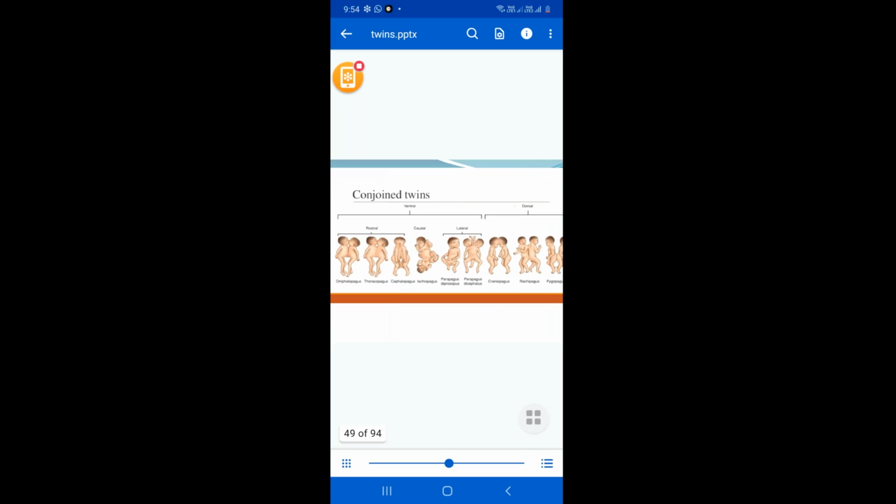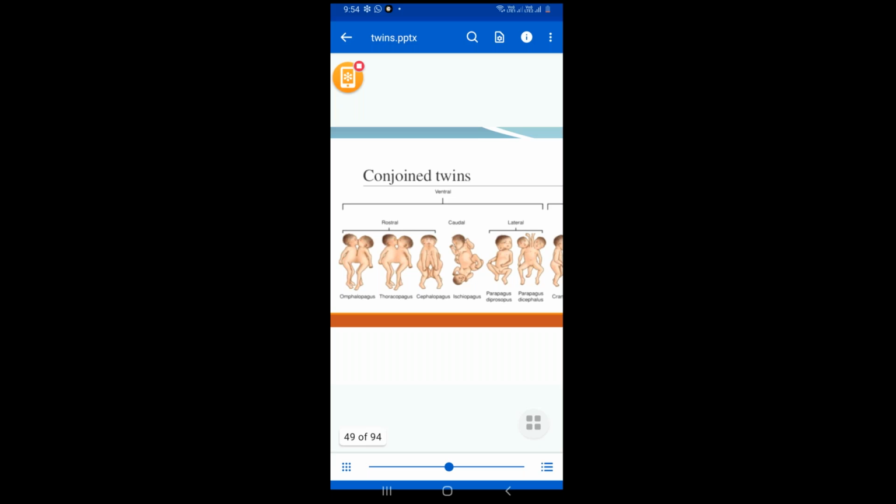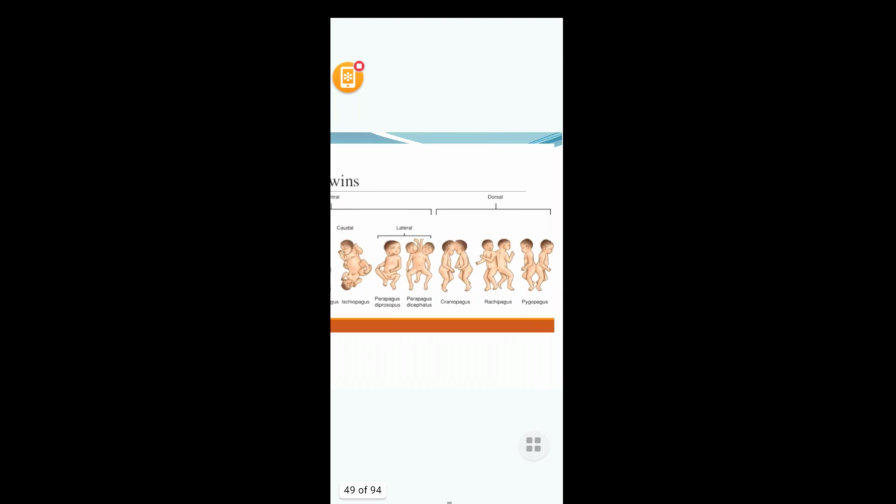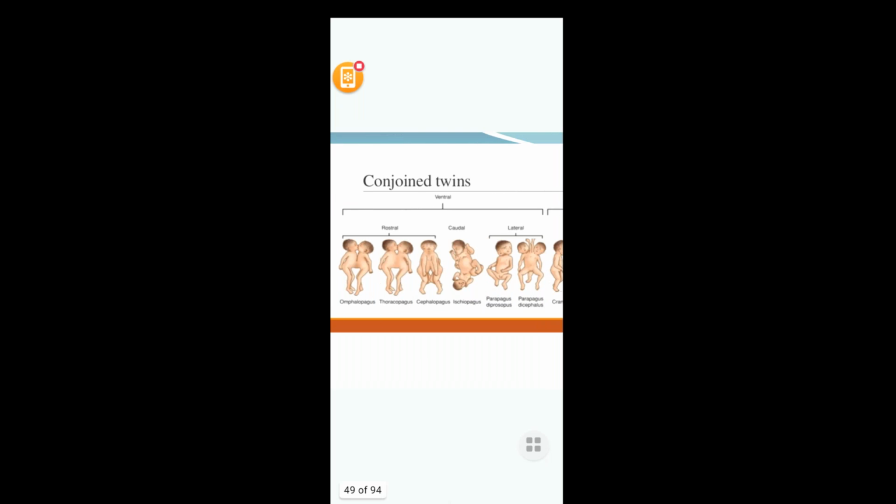These are the different varieties of conjoined twins and how they occur, that is, ventral connection or dorsal connection. If it is a ventral connection, then it might be omphalopagus where the abdomen is attached, thoracopagus where the thorax is attached, or cephalopagus where the head is attached. If it is caudal, then it is ischiopagus where both the ischia are attached. If it is lateral, then it might be parapagus, parapagus dicephalus or parapagus diprosopus.